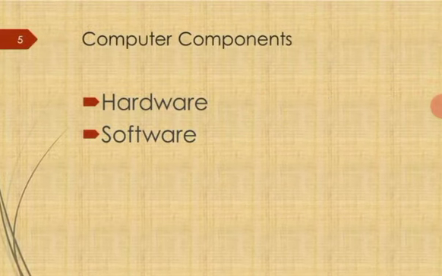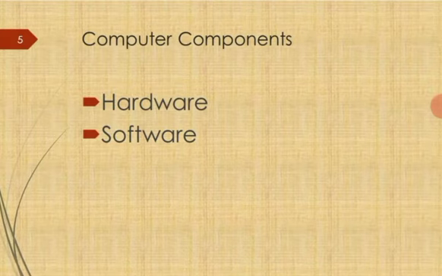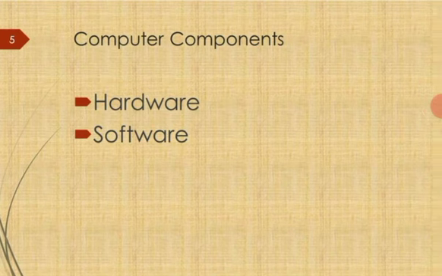So the next slide, let's talk about the components of a computer. What are the components of a computer? A computer consists of hardware and software. We're going to talk about what is hardware and what is software in detail in the next slides. So let's start with the hardware.